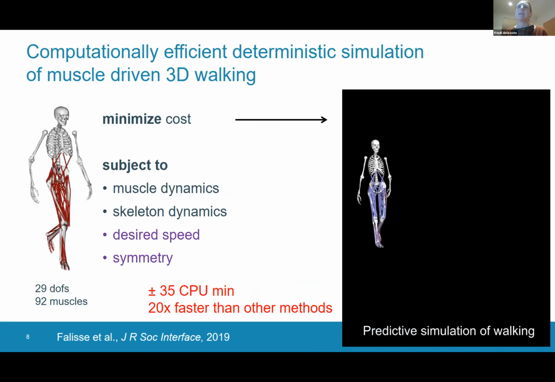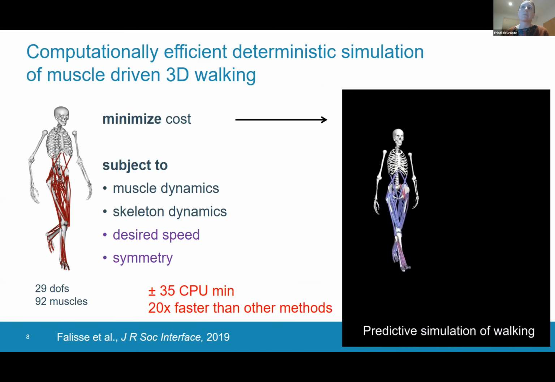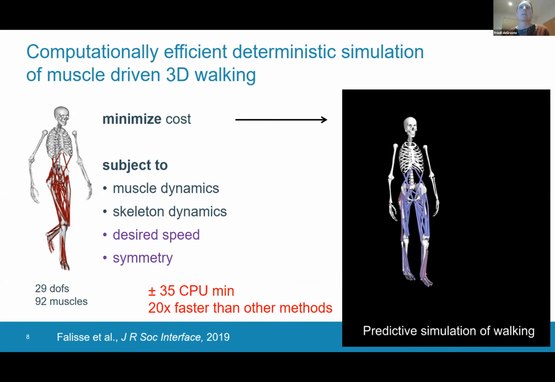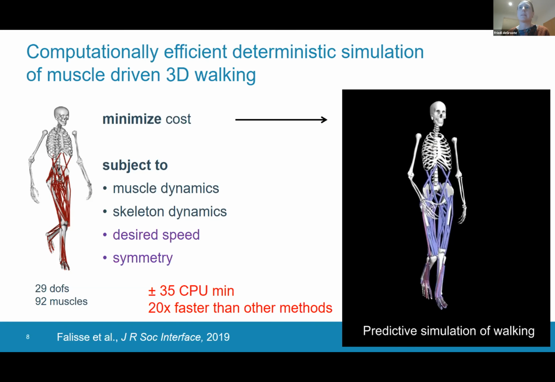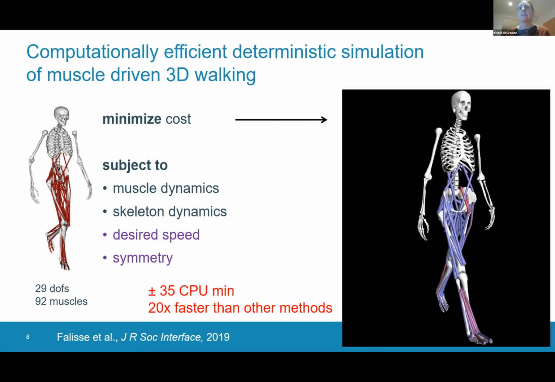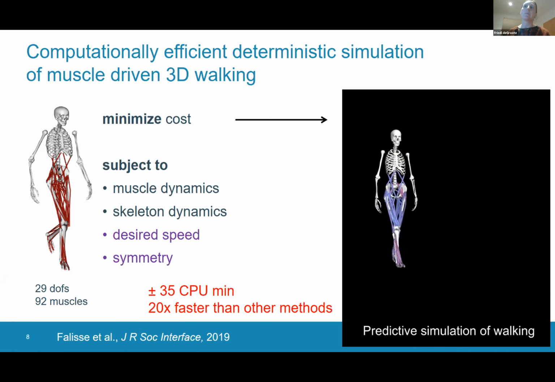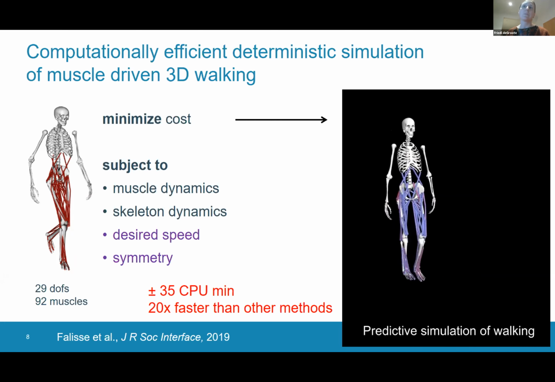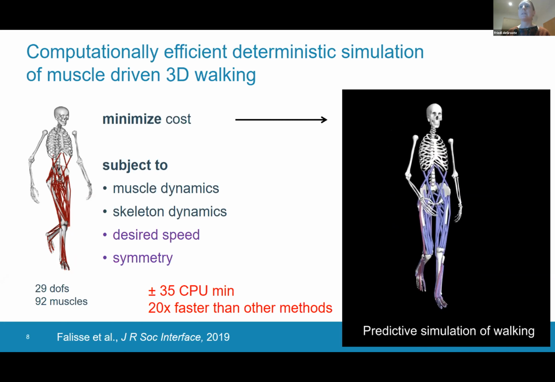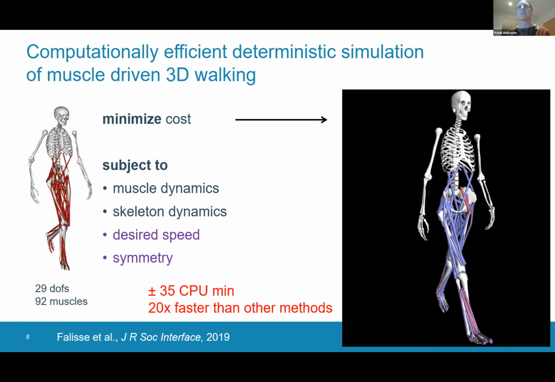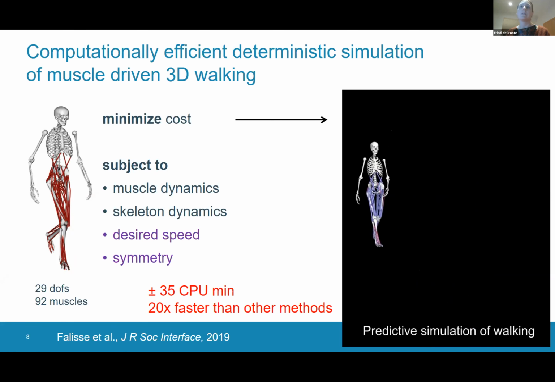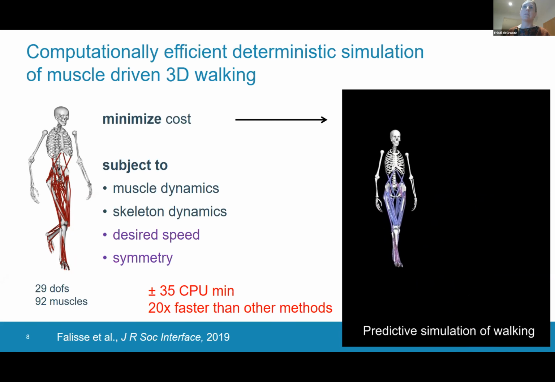We were recently able to reduce the computational cost of deterministic simulations of walking based on complex musculoskeletal models by a factor 20. In these simulations, we minimized a cost while imposing muscle and skeleton dynamics, as well as a desired walking speed and symmetry of the movement. The resulting deterministic optimal control simulation resulted in a physiologically plausible walking pattern, as you can see in this video.